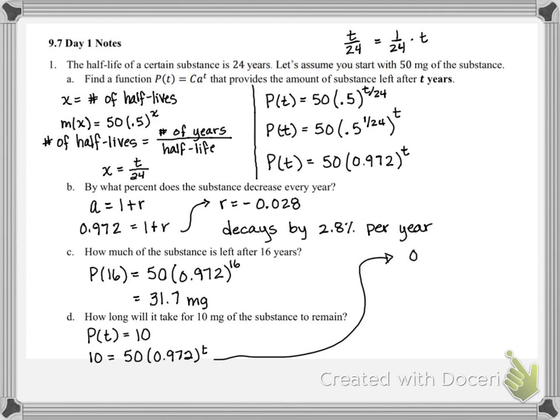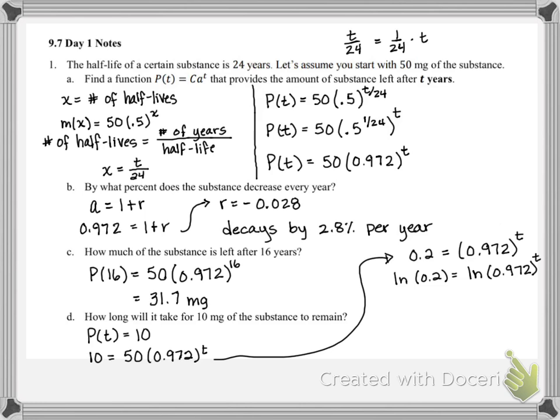And that's going to give me 0.2 equals 0.972 to the t. And now we'll take the natural log of both sides. So we have natural log of 0.2 equals the natural log of 0.972 to the t.